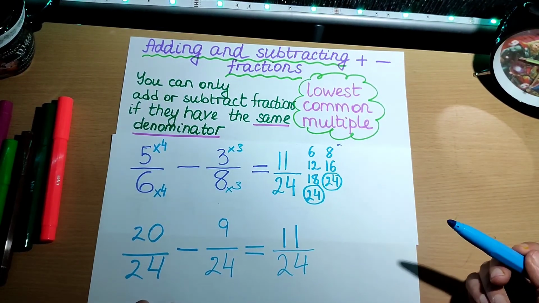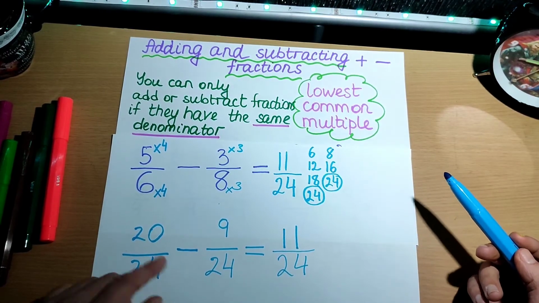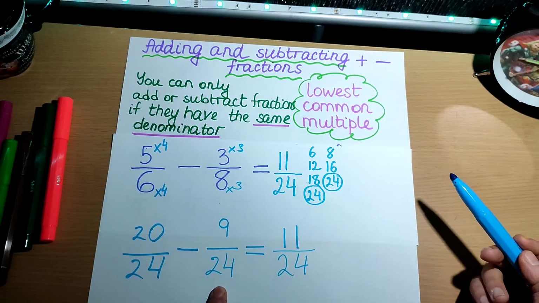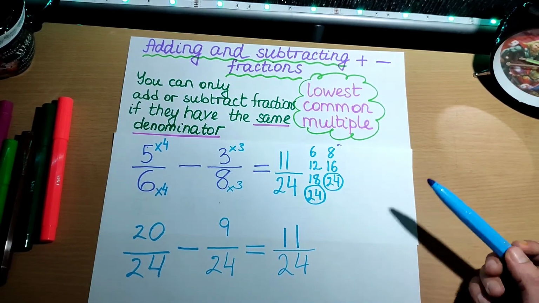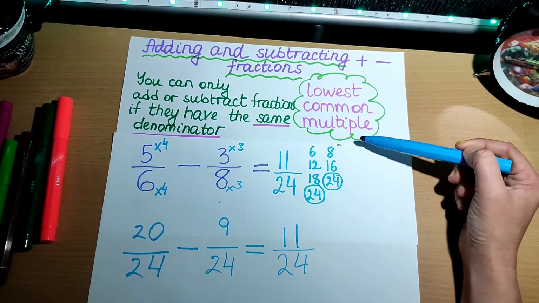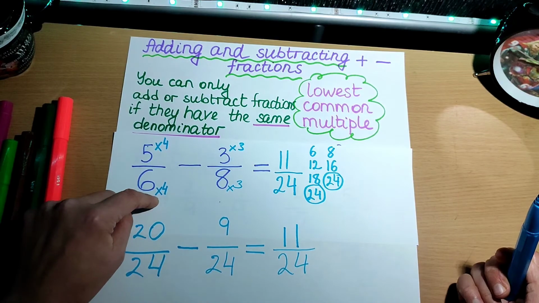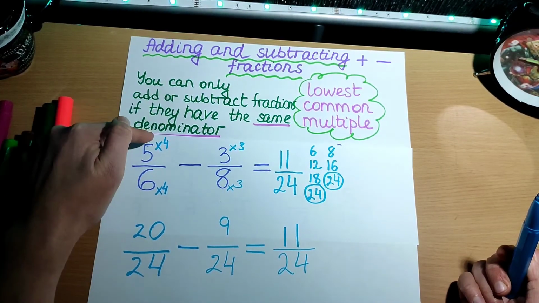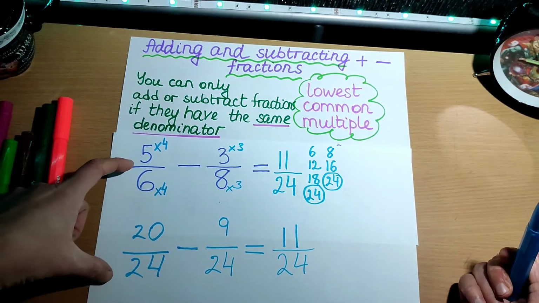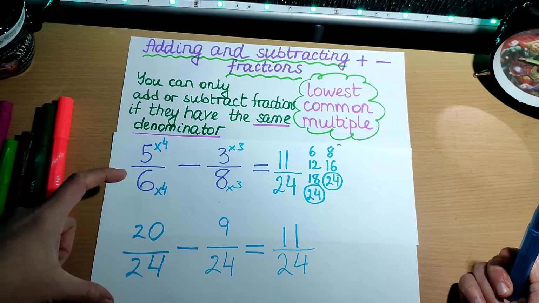So it's very important to remember that you can only add or subtract fractions if they have the same denominators. If the denominators are not the same, make them into the same by finding the lowest common multiple. And remember, whatever you do to the bottom of your fraction, you need to do exactly the same operation to the top of your fraction, so the fractions stay equivalent. So they're worth the same, so they're the same value.